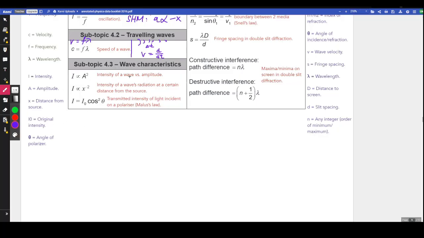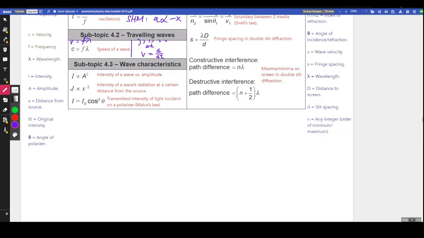Intensity is proportional to amplitude squared. So that means if you are comparing two sources, or somehow they say the amplitude is now double, then intensity will be 4 times bigger, because if it is A twice, then with the square, it will give you 4I of the original. So this is something that usually would be asked.